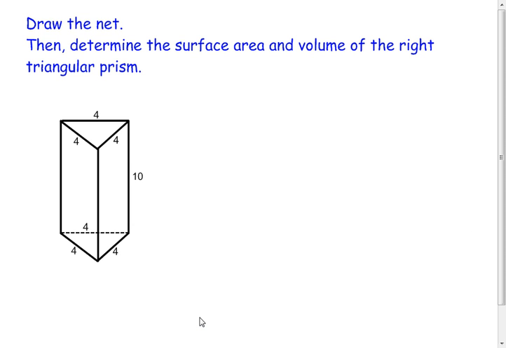Alright, here we're going to look at finding the surface area and volume of a triangular prism. However, this one has an equilateral triangle on the top, not a right triangle. So it's going to be slightly different, but very much similar.